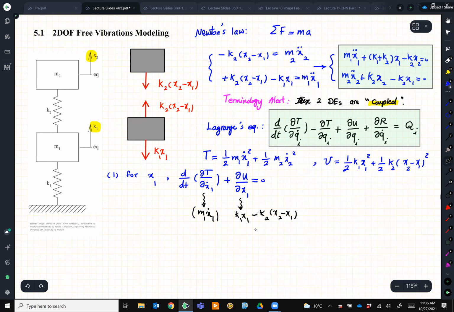So if I summarize everything, from here I would get m1 x double dot 1, plus (K1 plus K2) x1 minus K2 x2 equal to 0. That's my first equation.